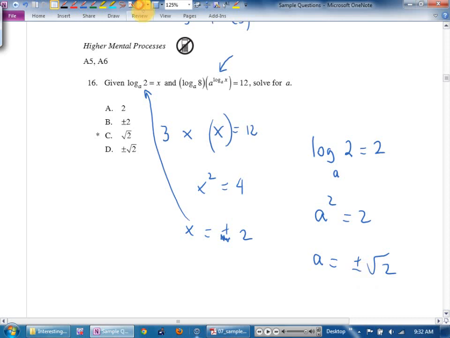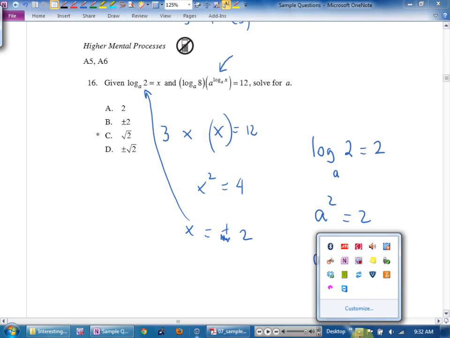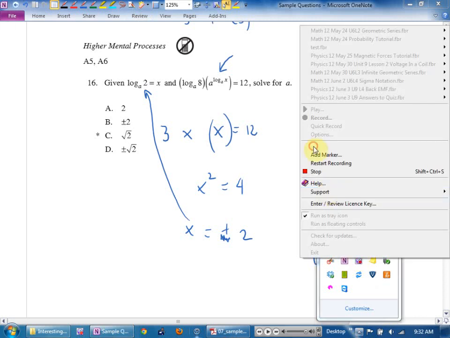Hody, hody. No, no, no. Just hang on a second. Sorry for the interruption. Remember a couple of other things.